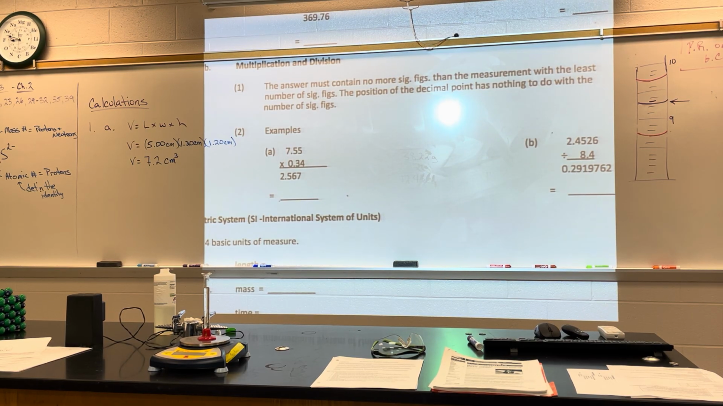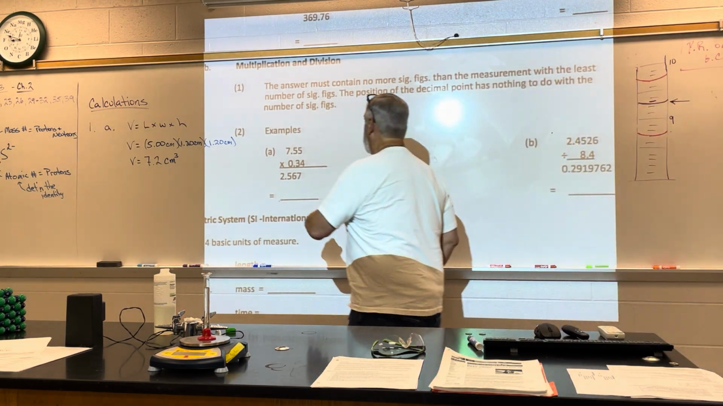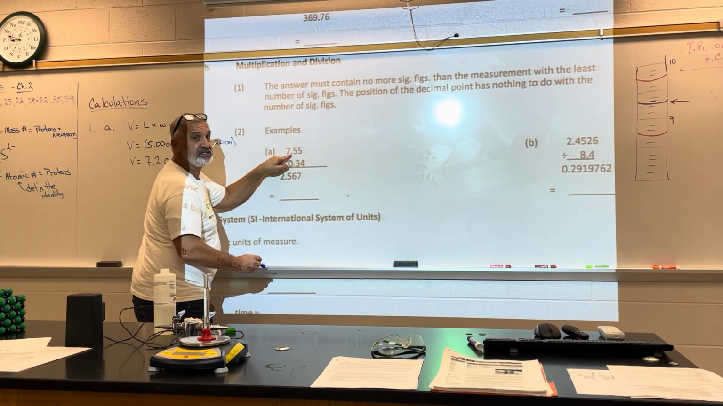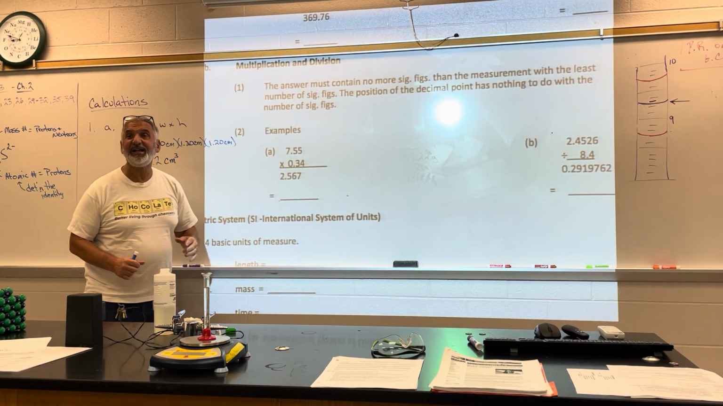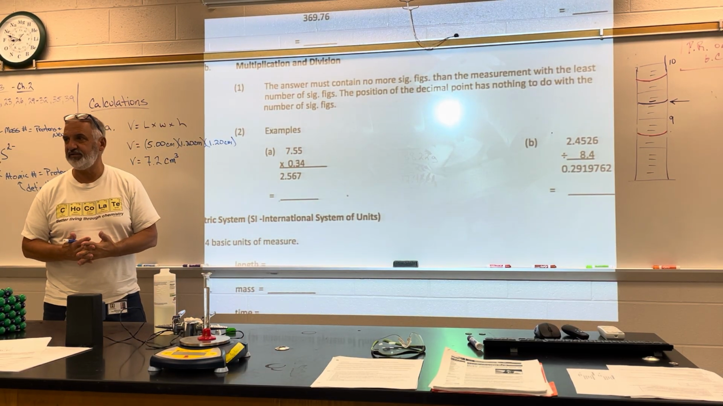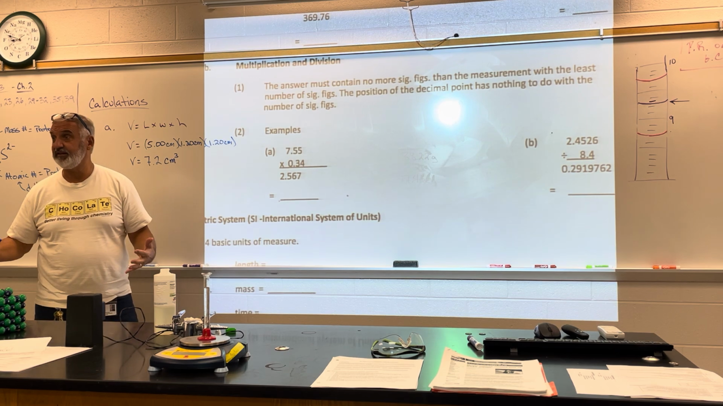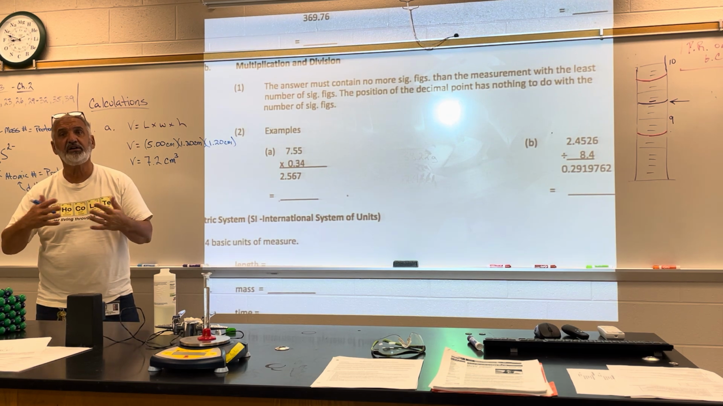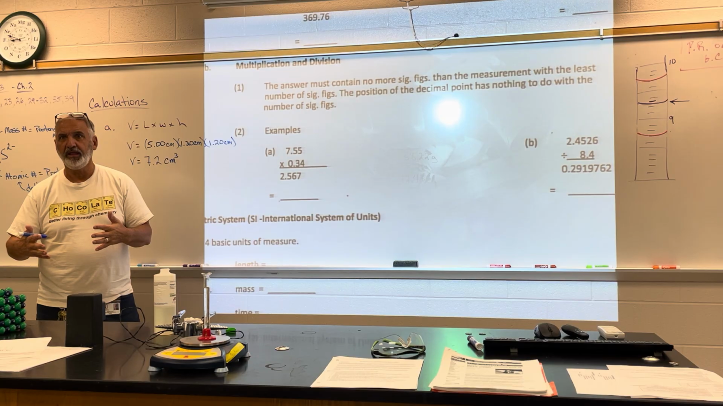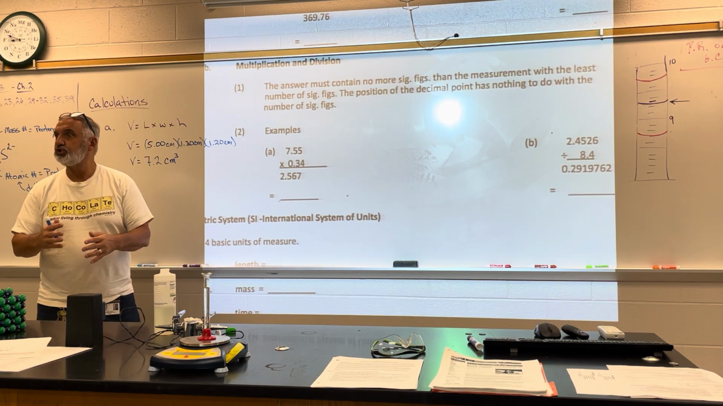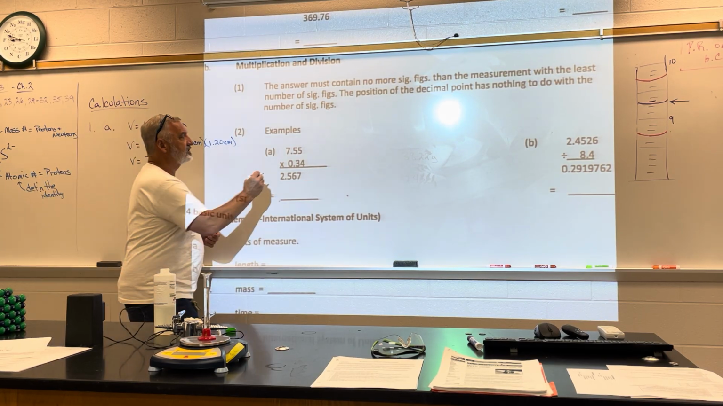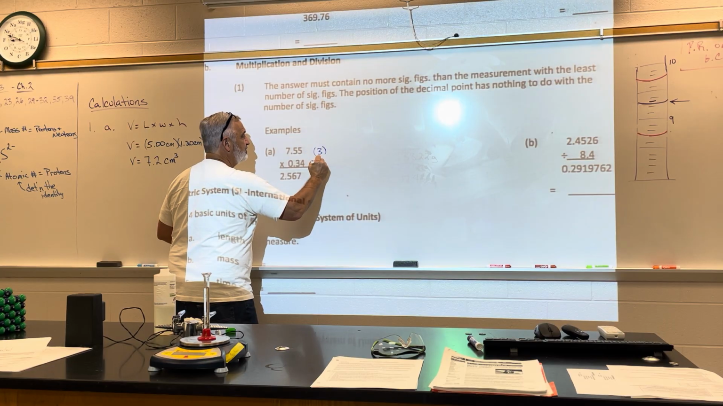So in this case, we have 3 sig figs and 2 sig figs. It's not decimal places with multiplication and division. It's total number of significant figures. This is why we have to know whether the zeros are significant or not. It's not decimal places, total sig figs. So this is 3 sig figs times 2 sig figs.